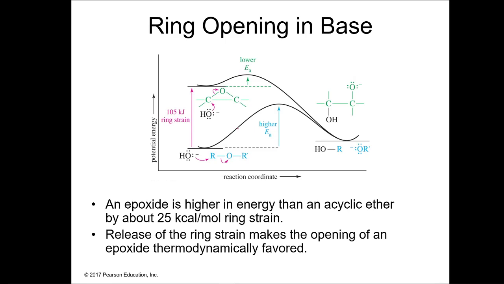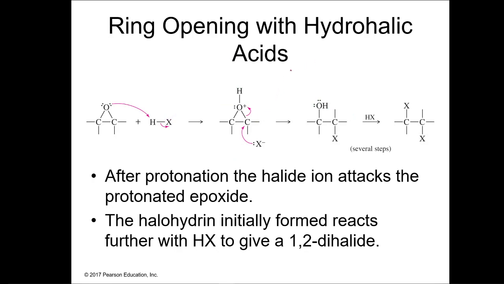So yeah, it's pretty easy to open an epoxide because this ring strain gives you significantly lower activation energy. Epoxides are pretty reactive. You can also use hydrohalic acid, so hydrochloric acid, hydrobromic acid, and it won't stop at one. So you protonate the oxygen, and then you get SN2 release of the epoxide, and then you protonate the alcohol, and you get SN2 release of the alcohol. So you end up with a dihalide, a vicinal dihalide.